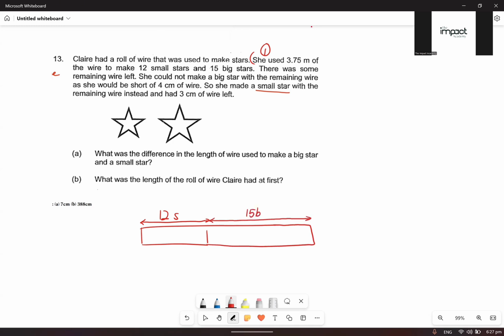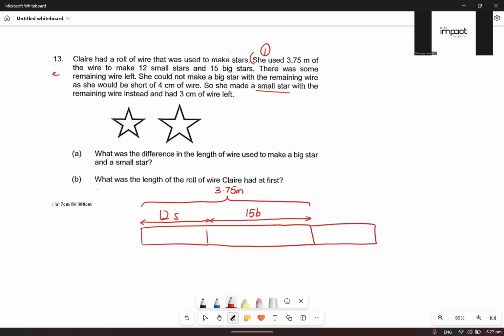15 big. Okay, so that's the first thing that I want to do. Am I making sense or not making sense? Okay. Make sense? Yeah. Okay. There was some remaining. Oh, wow. So she's like, yay. I used 3.75 to make this, right? So where's my 3.75? My 3.75 meters is over here. Can you understand? And then I still got something left.